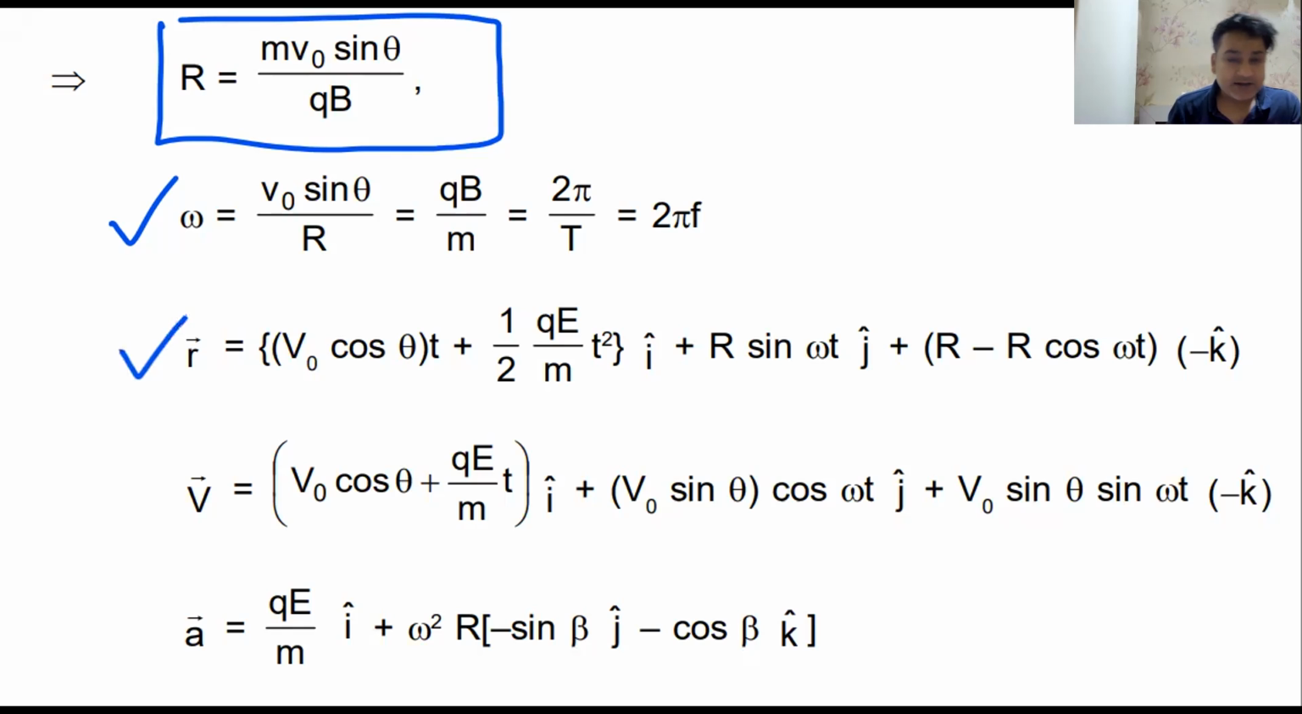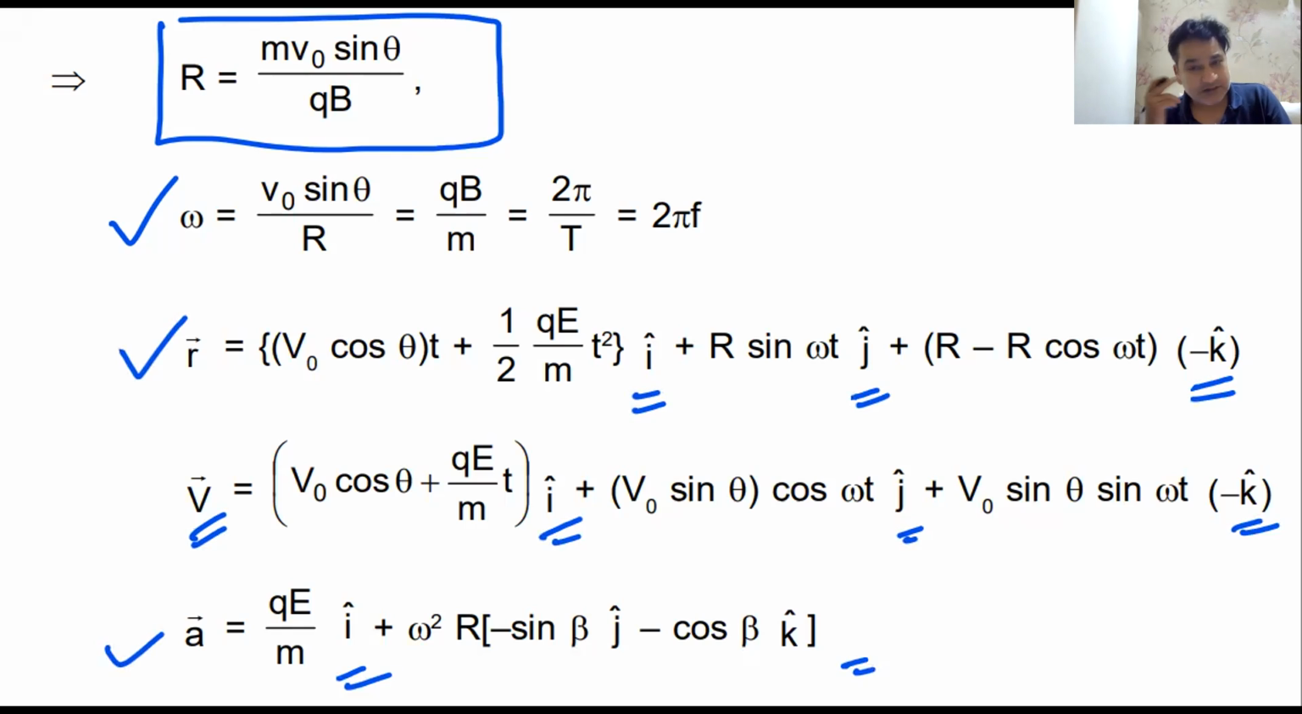The radius vector r of a particle along i, along j, and along k will be like this. The velocity vector will be like this. The acceleration vector will be like this. If you remember any one of these, you can get the other two by simple integration or simple differentiation. Understand this? Okay. So this was the analysis on this one.